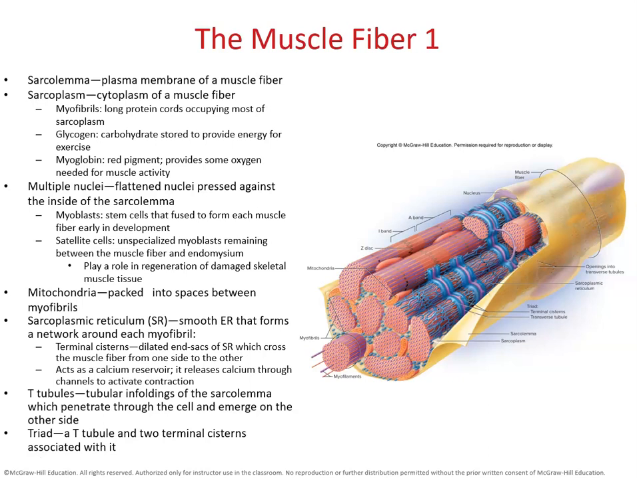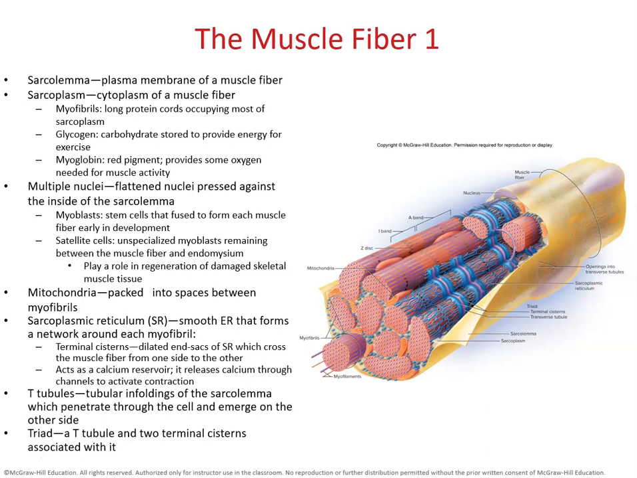It has terminal cisternae. These are little sacs at the end of the sarcoplasmic reticulum that cross the muscle fiber, like all the way across from one side to the other. And the purpose of these is to store calcium. And that calcium is released and then reabsorbed to allow a muscle contraction to happen.